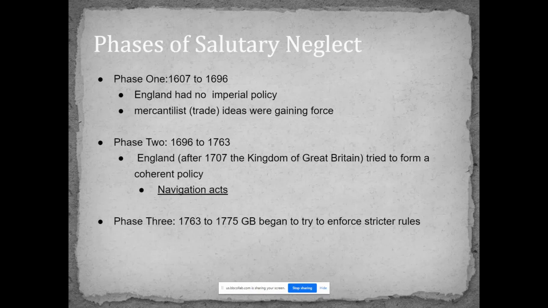Yes. What began to change? Why all of a sudden? So salutary neglect is the unintentional, basically neglect of its colonies from 1607 to 1763. That's going to begin to change. What happened in 1763 to precipitate that change?